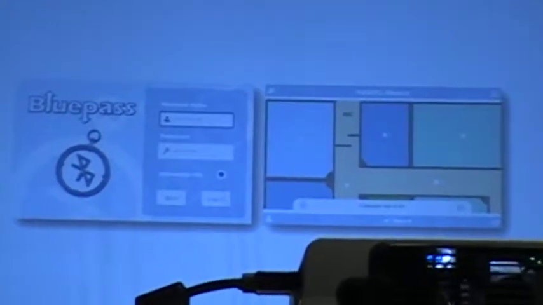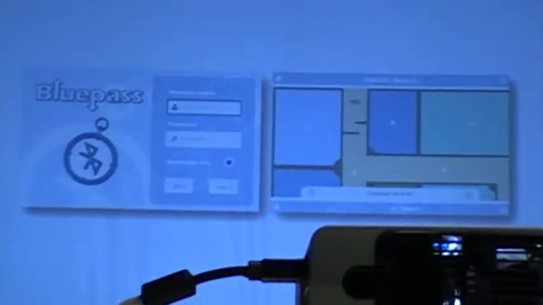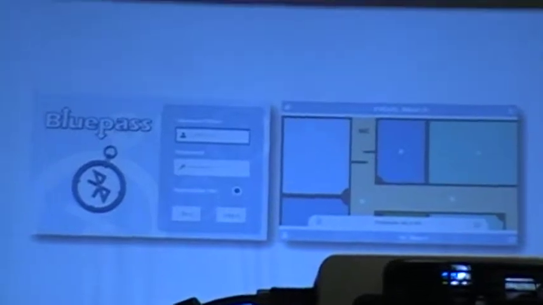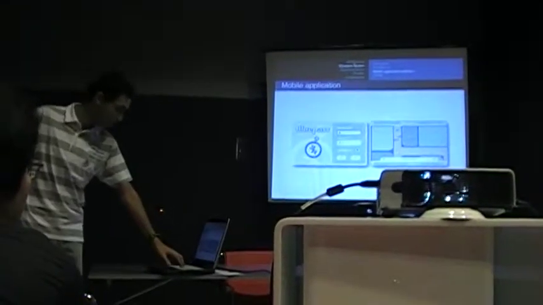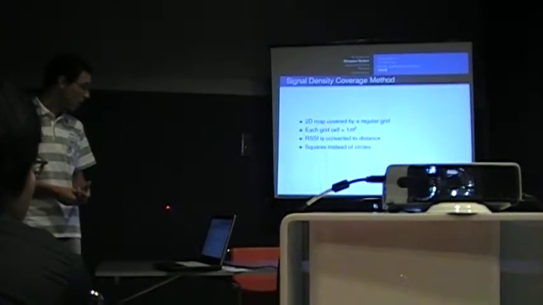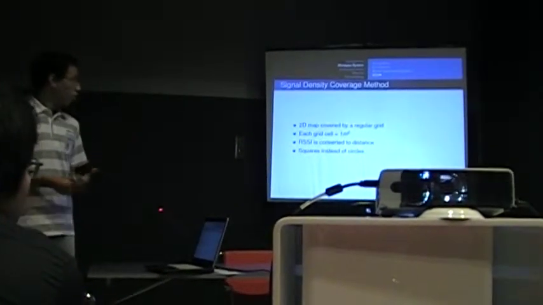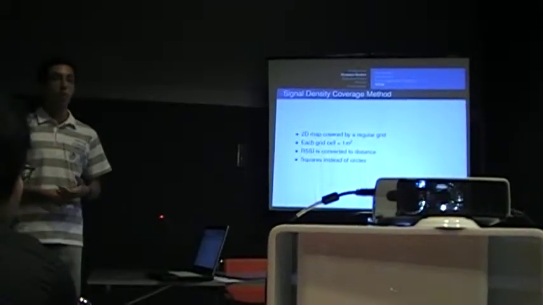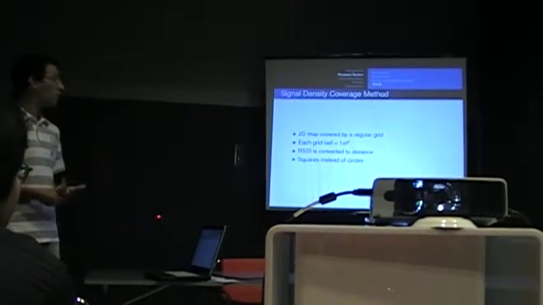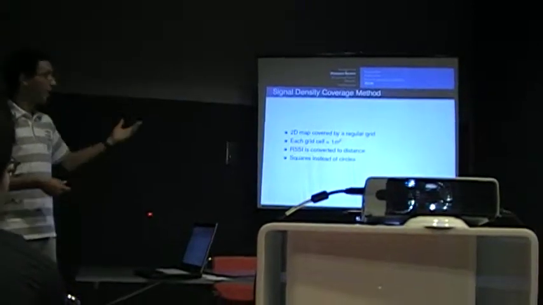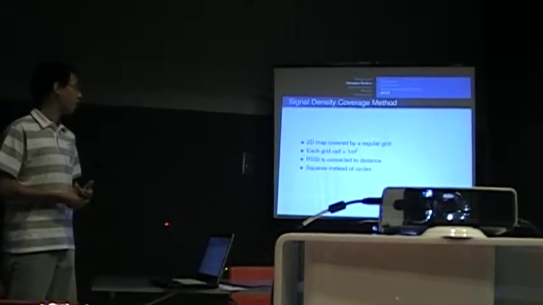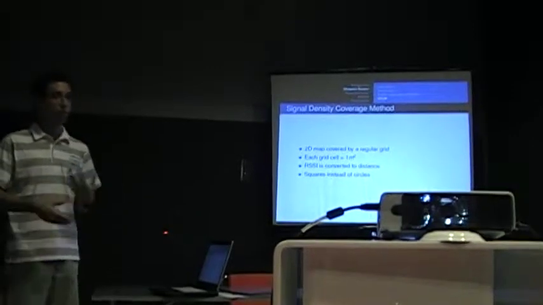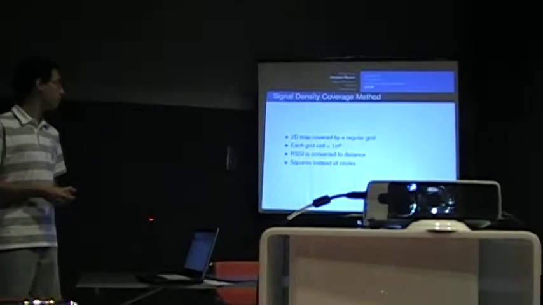Because like I said, the Bluepass system works with room level localization and not coordinate level localization. So we are interested to know which room the user is located and know in which part of the room the user is actually seated, or anyway. To do that, the room level location, we propose a method called signal density coverage method. I will explain in a few pictures, and I will make some assumptions first in order to make it easier to understand.